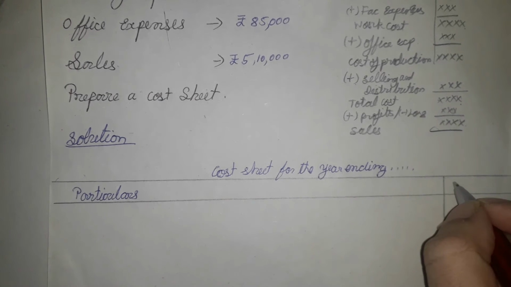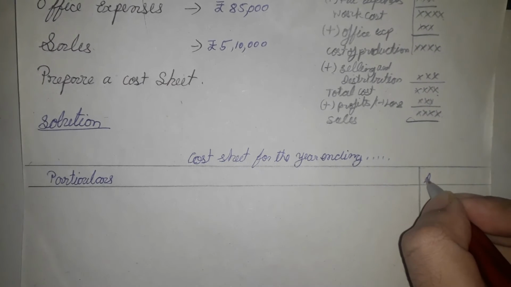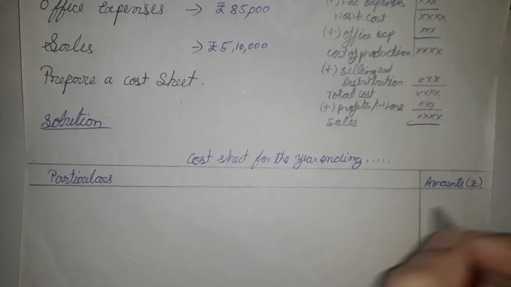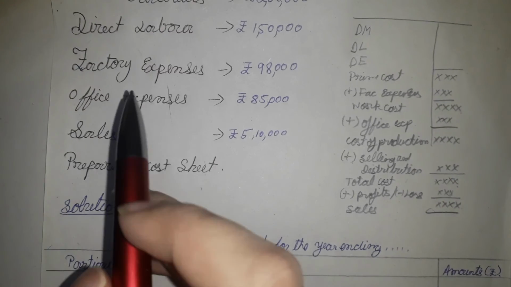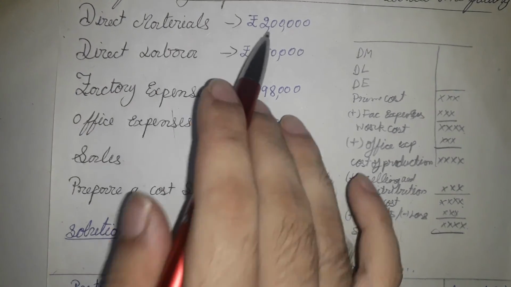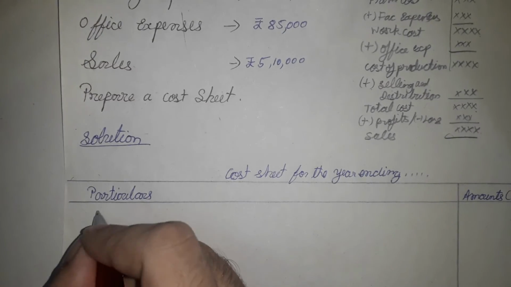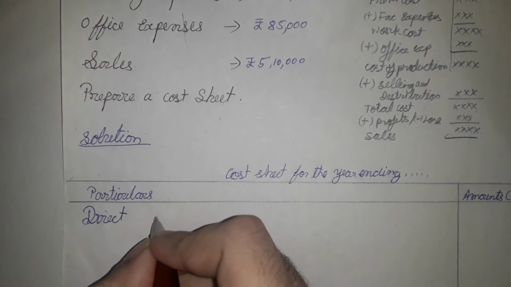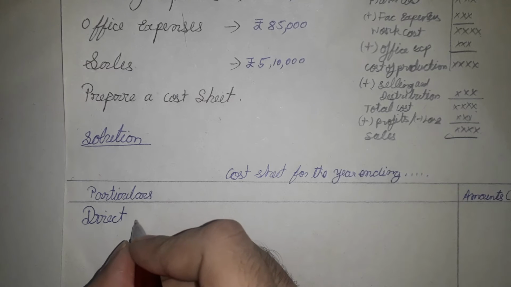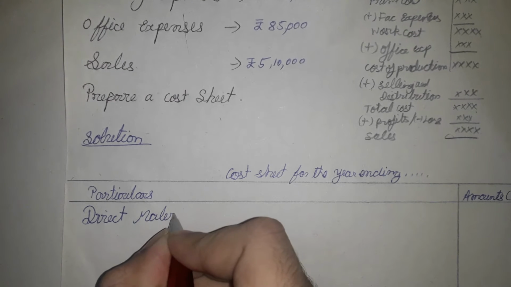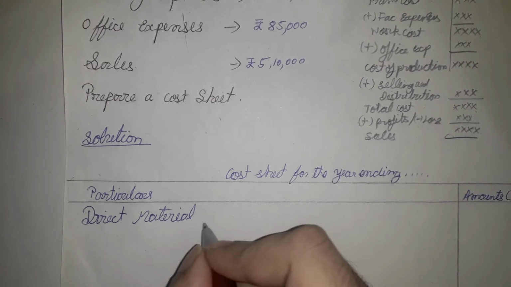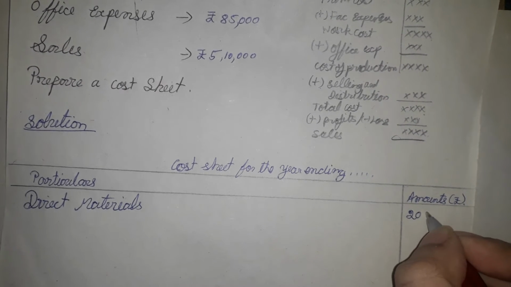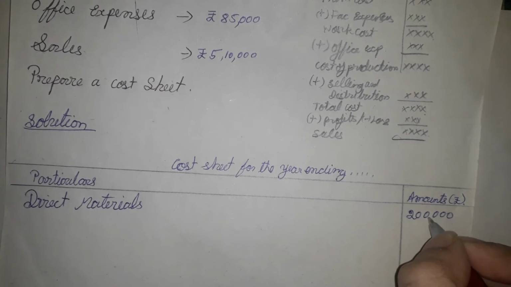So particulars, and this column goes to amounts. So amounts are always in rupees, so write it. Next, here we have direct materials of 2 lakhs. So let us record it first. Direct material. Okay, direct materials is given as how much? 2 lakh rupees. So first record that.